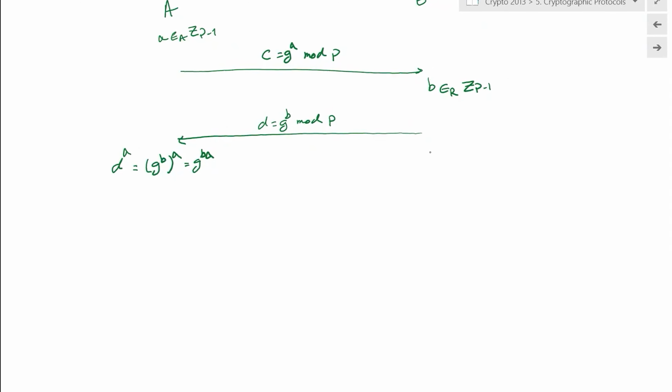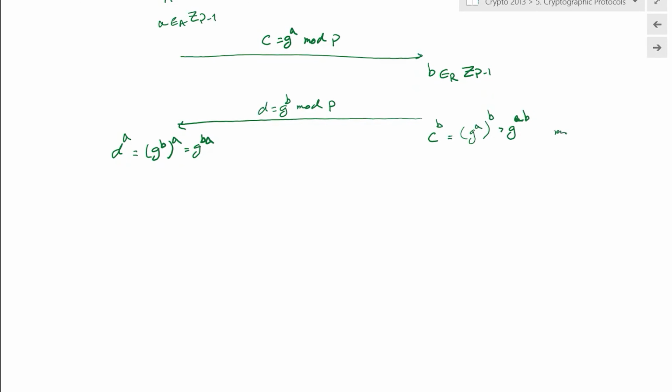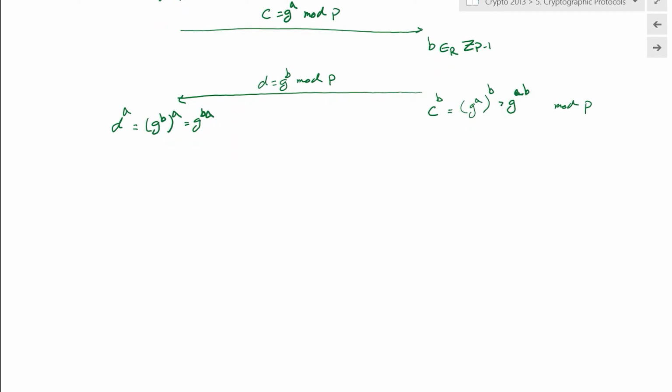Bob would receive C, and then he raises it to the power B, which is G to the A to the power B, which gives G to the AB, right? Of course, all the computations are in mod P. Then they would define the key to be the hash of this value, G to the AB. And Alice would also compute the same key K, which is the hash of G to the power BA. Remember that G to the BA equals G to the AB, so it doesn't matter.